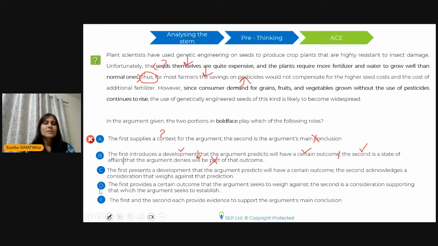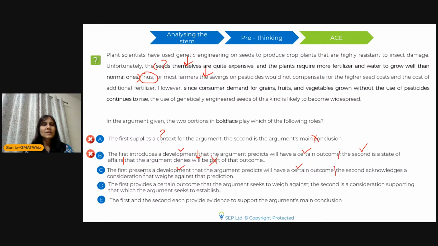The author is saying that consumer demand continues to rise, but at the same time, the farmers are actually not going to save any money by using these seeds. So both the things will happen at the same time. It's not that one will happen and the other won't. So B is out. Now C, the favorite. We've already established that these two parts are correct. So I'm not going to go into this again. You also in the exam don't go through that again.